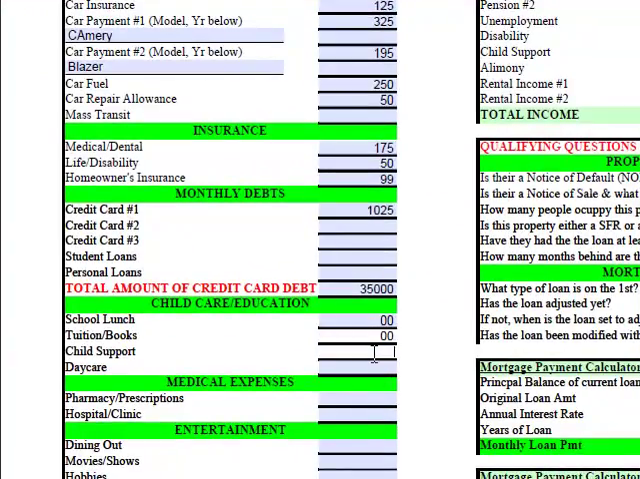If you pay for that stuff, make sure you indicate it there. Now, medical expenses. Do they pay for their prescriptions? This person pays $115 per month for their prescriptions. However, they don't pay anything for the hospital or clinics.